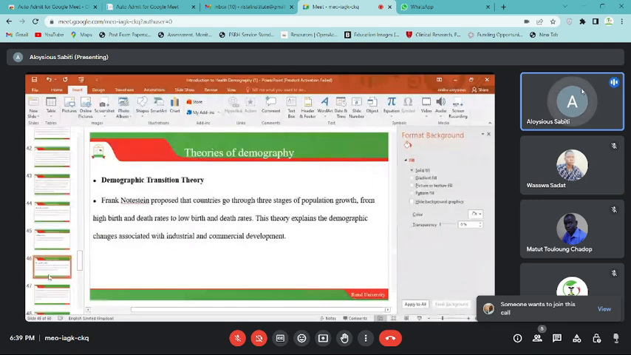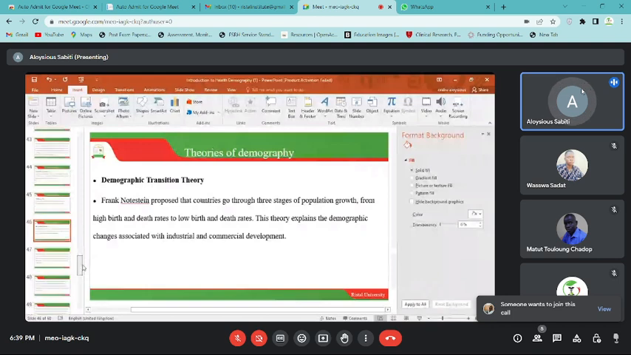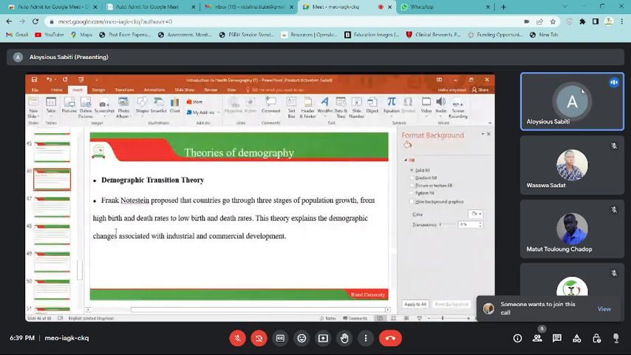That is another key theory that we've looked at before, but I would want us to pay very keen attention to what we call the demographic transition theory.